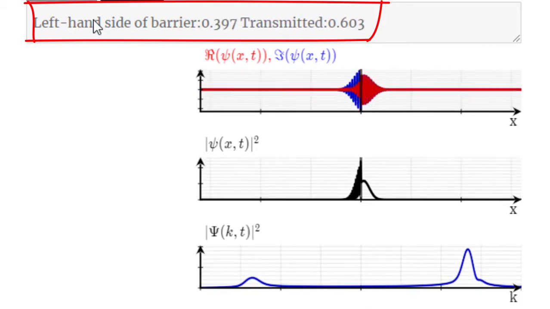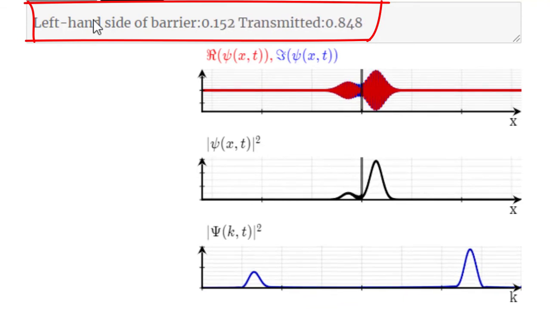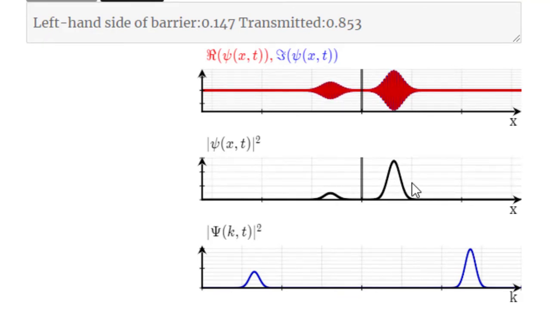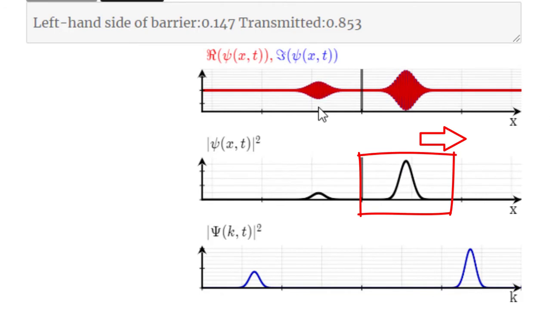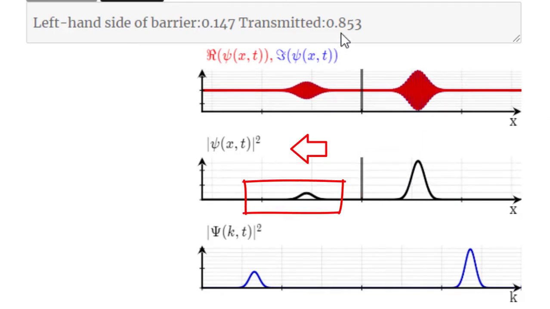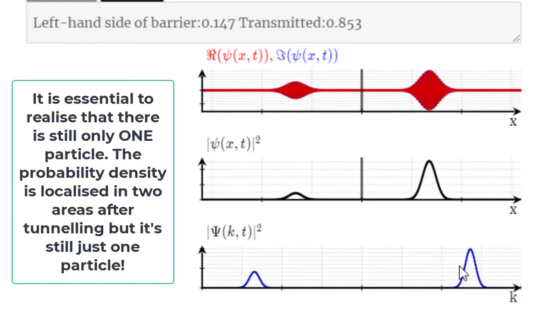So you can see it's now impinging upon the barrier. It's tunneling through the barrier. Some of the wave packet is getting reflected, but the majority of it is getting transmitted. And you can see that we've got wave packet moving off in this direction, and then the reflected part of the wave packet moving in the other direction. We've got a transmission coefficient basically of 85% under these conditions with regard to the wave packet energy.